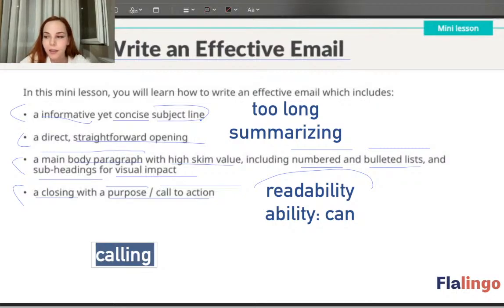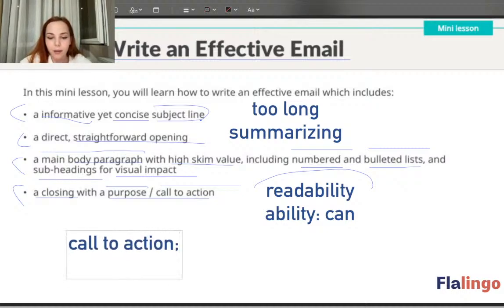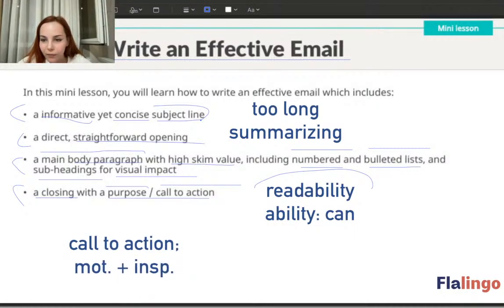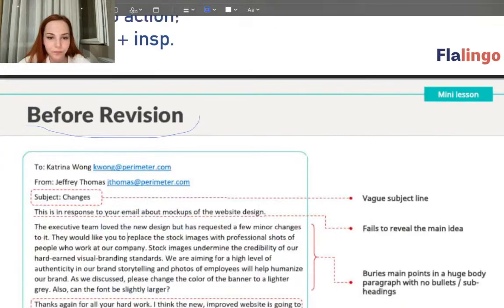If you want to make someone do something, we can help them create a kind of inspiration, a kind of motivation with our sentences. So these sentences are called call to action. It is about motivating, and it's also about inspiring. Okay, so let's continue.